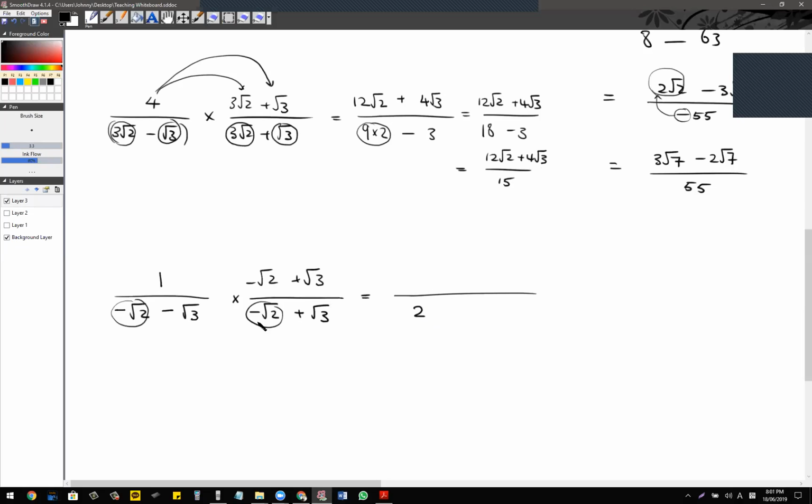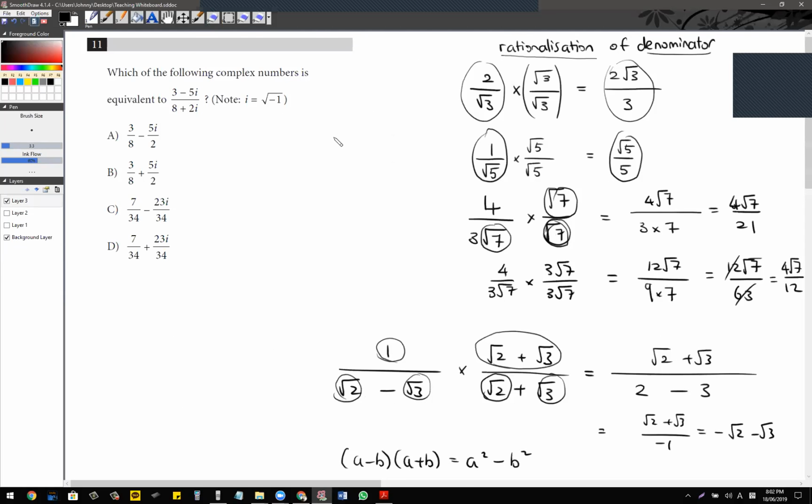If you square this, you get 3 with a minus sign. And then this will be minus root 2 plus root 3. So this is a negative 1. This changes to root 2 minus root 3. Does that all make sense to you? Yeah. Okay.